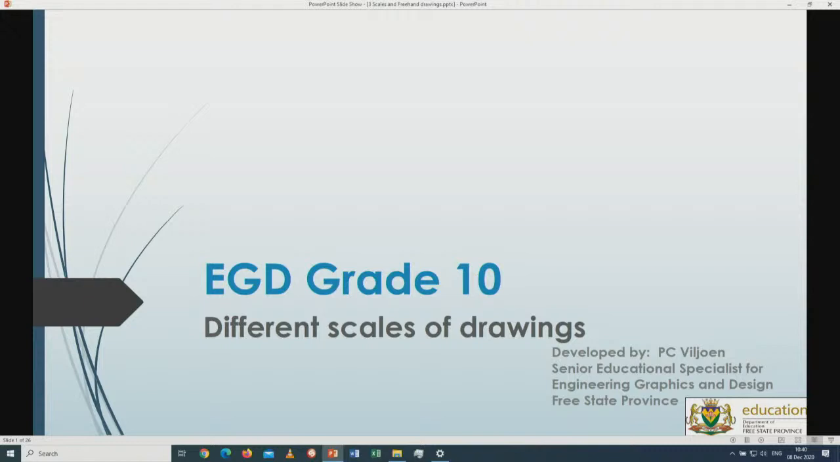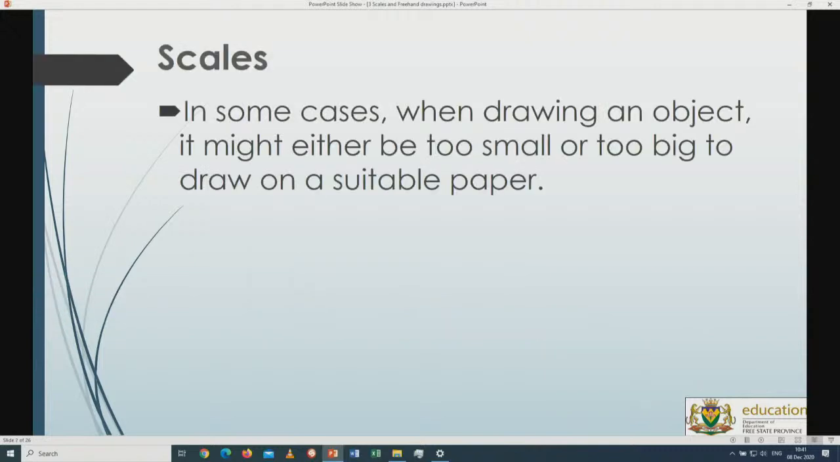Alright, so for scaling we need to draw on a smaller scale. You can imagine if you need to draw a car, for instance, you can't have a big page like for the car itself, so you're going to reduce everything to a smaller scale, and then from the smaller scale you will basically draw those things in. Alright, so in some cases when drawing objects, it might be either too small or too big, and you have to enlarge this area.